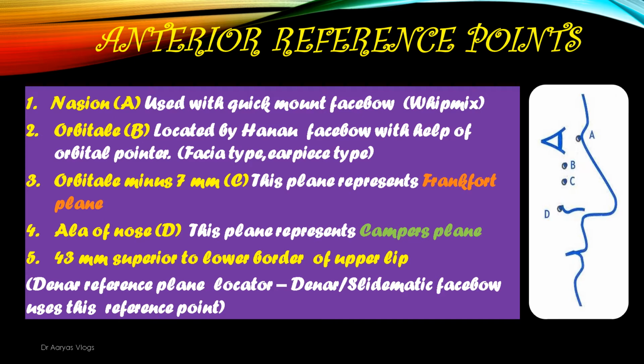Then fifth point is 43 mm superior to the lower border of upper lip. Actually, it is located by Dinar reference plane locator. Dinar or slidomatic Facebow uses this reference point. So which are those anterior reference points? Nasion, orbital, orbital minus 7 mm, ala of nose, 43 mm superior to the lower border of upper lip.